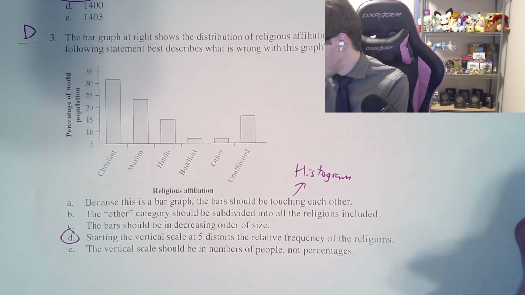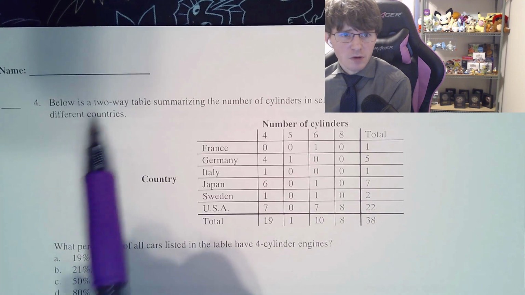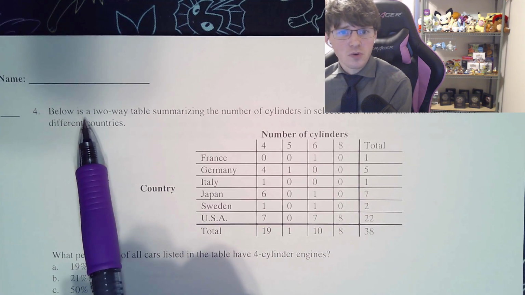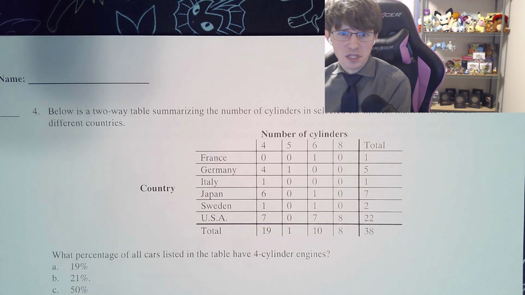Let's move on to our next page. Here we go. We have exactly the same two-way table in both cases here. Below is a two-way table summarizing the number of cylinders in selected car models manufactured in 6 different countries. So the cylinders in a car are part of the engine that the piston goes up and down in. The more cylinders you have in general, the more umph your car's got. Not always the case, but in general.